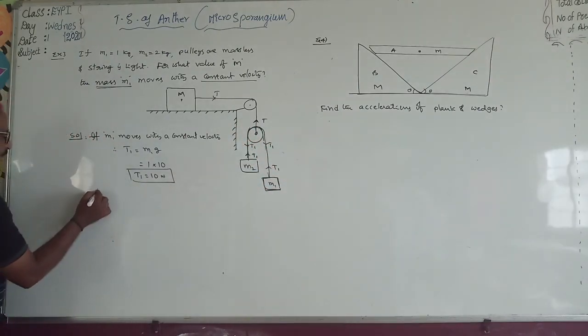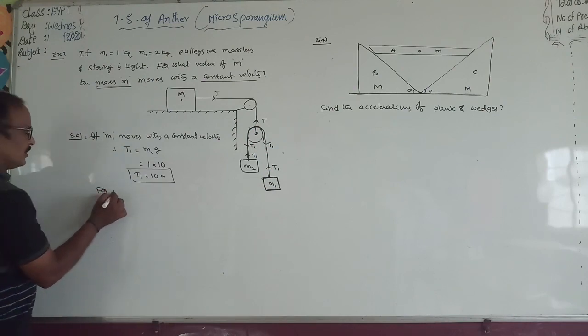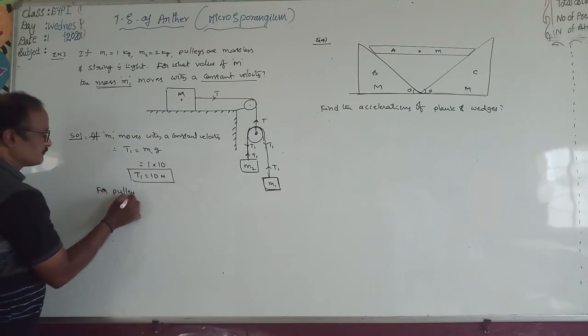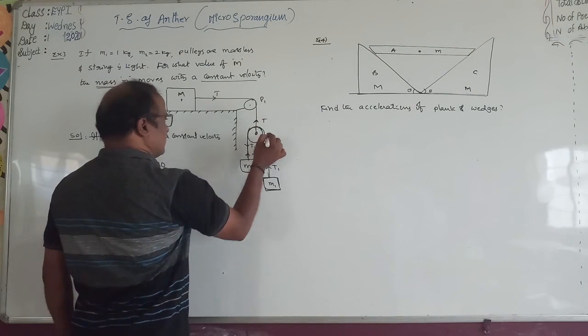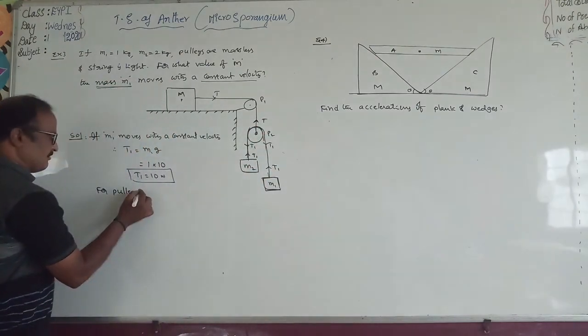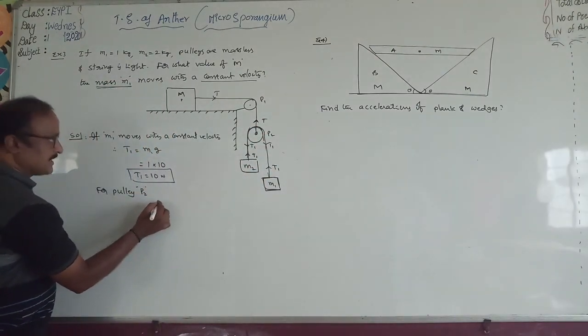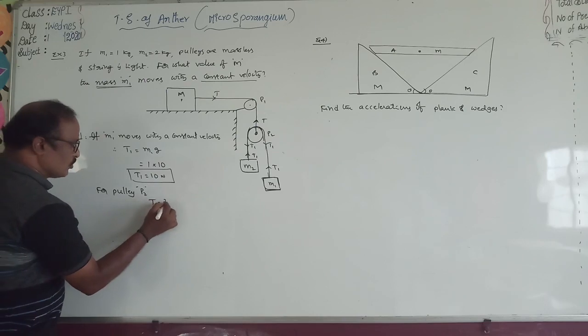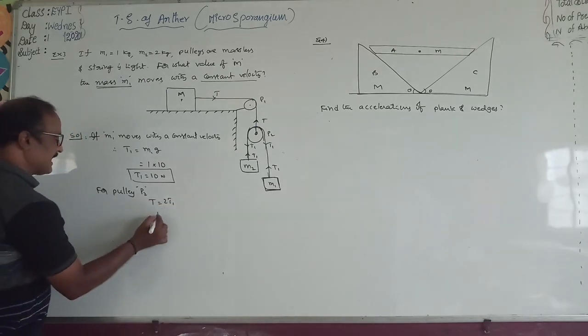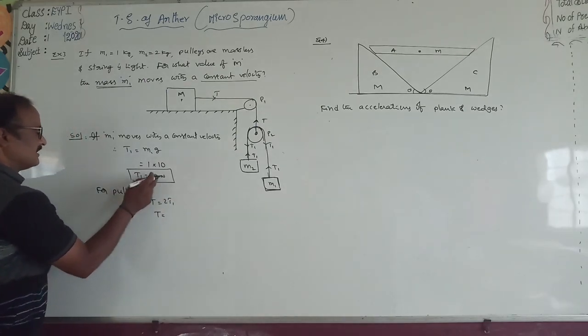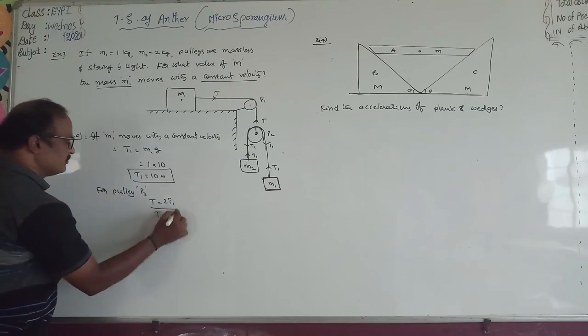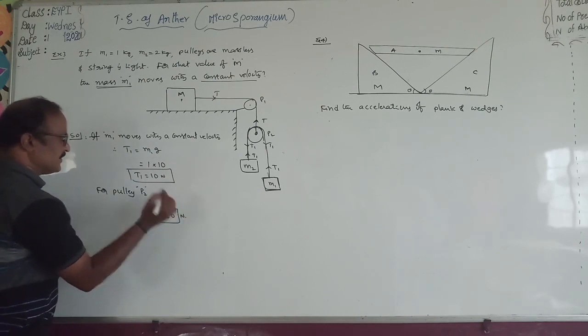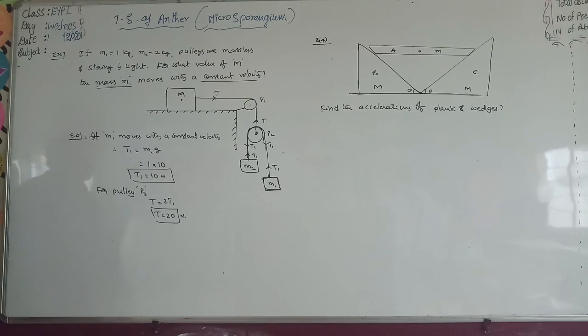Therefore, for the pulleys, suppose this is P1 and this is P2. For pulley P2, capital T is equal to 2T1. What is T1? T1 is 10, so 2T1 is equal to 20 newtons. Capital T is equal to 20 newtons.